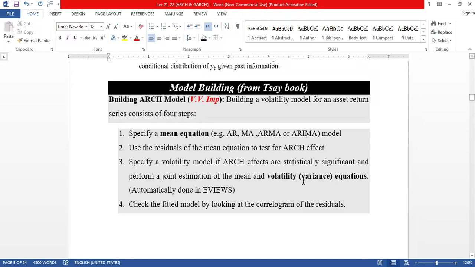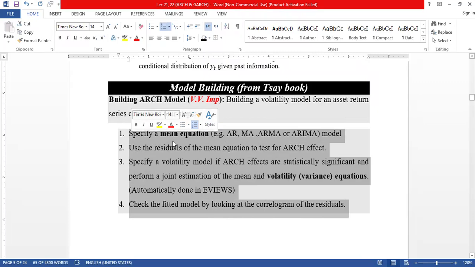These are the most important steps which Dr. Marashi has taught you very well. First, we have to go for a mean equation. It can be an ARMA, AR, or ARIMA model. Then, using the residuals of that mean equation, we will see whether there is an ARCH effect or not. If there is, then we will go for ARCH models, and at the end we will go for diagnostics.